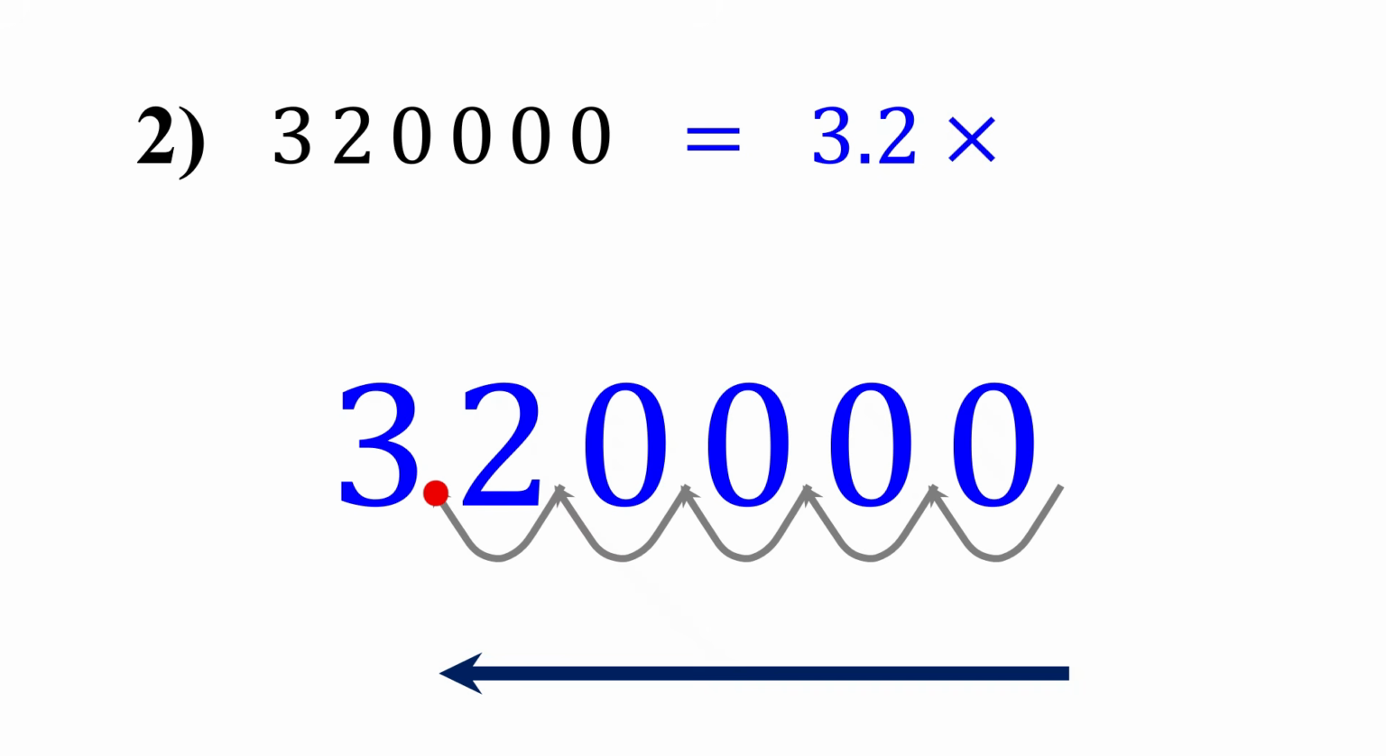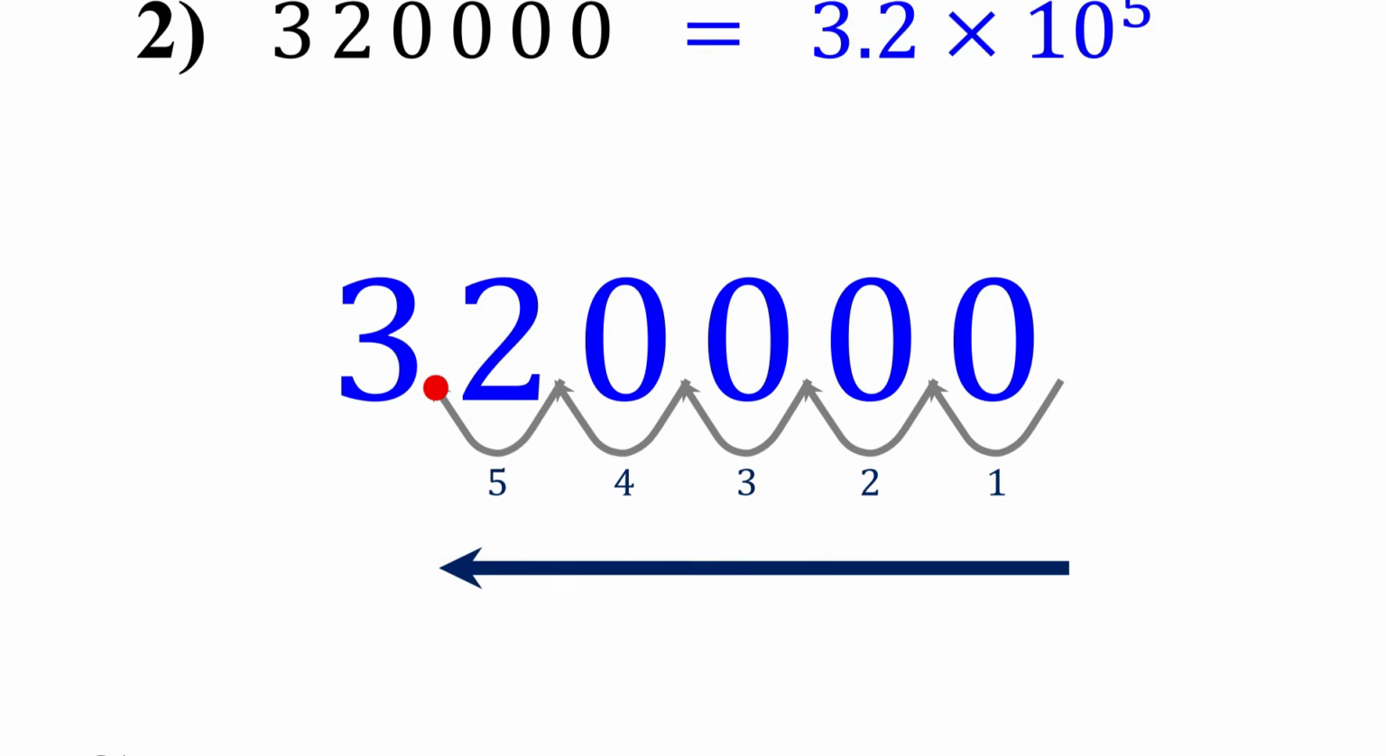The next step is to write the power of 10. To do that, we need the exponent. Remember, that's the number of places the decimal point moved. Here, it moved 5 places to the left. So the exponent is positive 5. Therefore, in scientific notation, we write 320,000 as 3.2 times 10 to the 5th power.